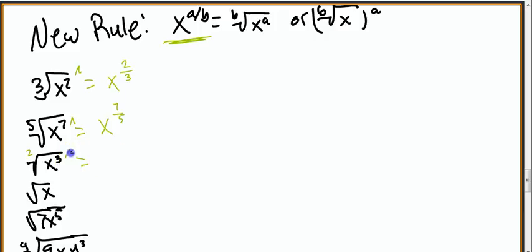Okay? This one, remember this is an invisible 2 here. So on top, I have the 3. And on bottom, I have the 2. X to the 3/2 power. Okay? This one is just the square root of x, so that's x to the 1/2 power. Can't simplify that. I'm good to go.